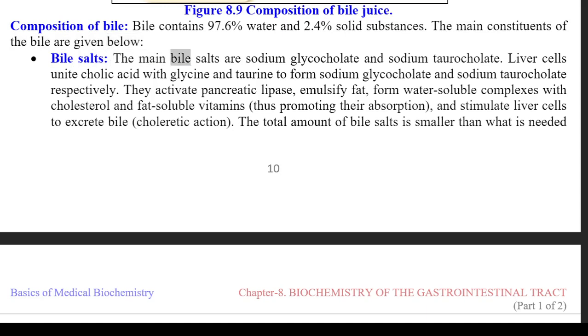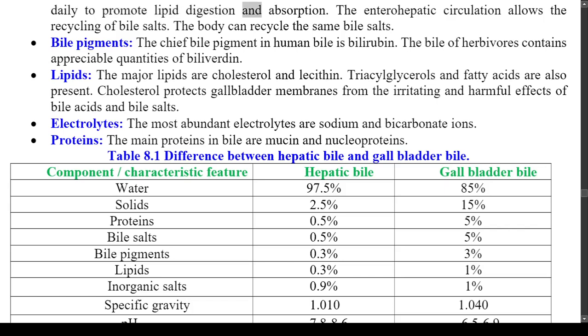Bile salts. The main bile salts are sodium glycocholate and sodium taurocholate. Liver cells unite cholic acid with glycine and taurine to form sodium glycocholate and sodium taurocholate respectively. They activate pancreatic lipase, emulsify fat, form water-soluble complexes with cholesterol and fat-soluble vitamins, thus promoting their absorption, and stimulate liver cells to excrete bile, a choleretic action. The total amount of bile salts is smaller than what is needed daily to promote lipid digestion and absorption. The enterohepatic circulation allows the recycling of bile salts. The body can recycle the same bile salts.